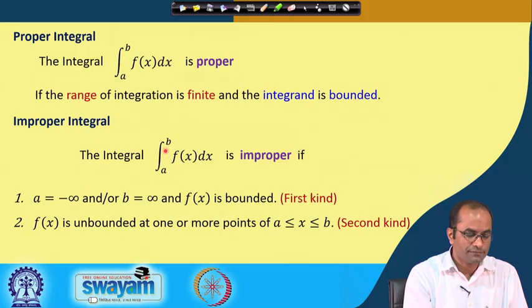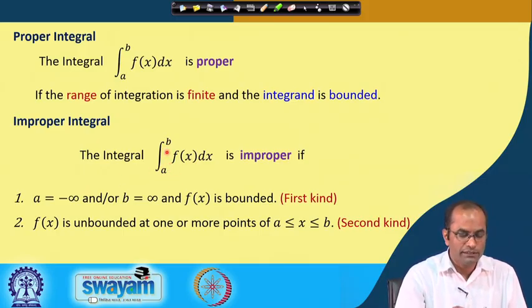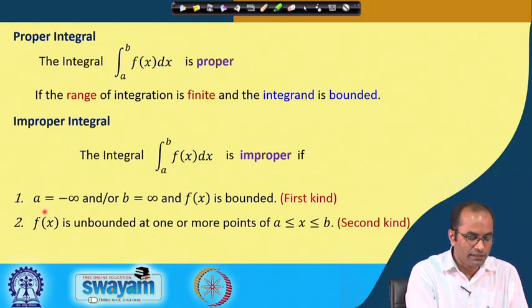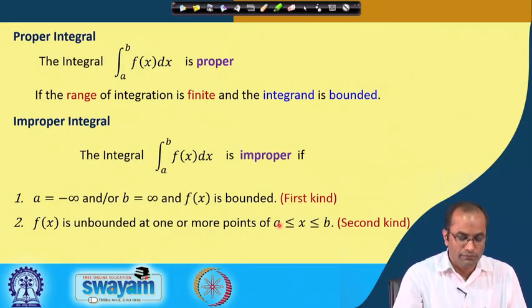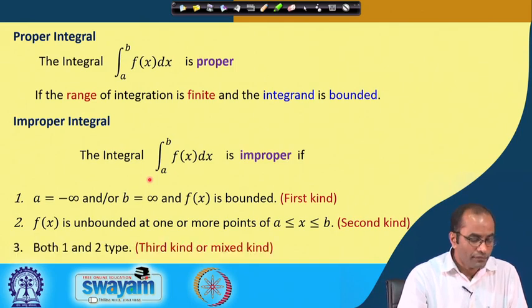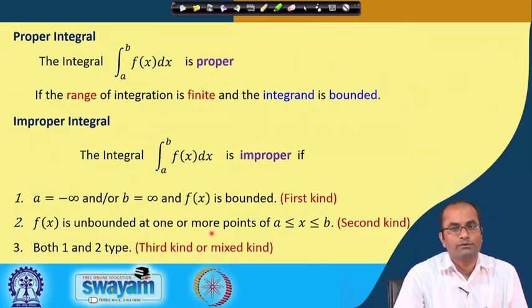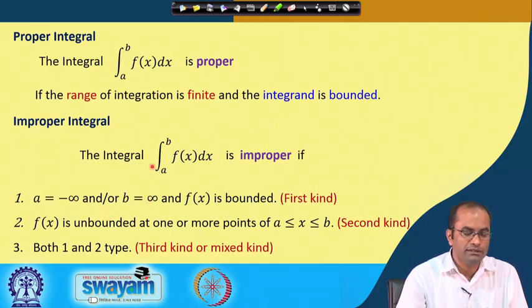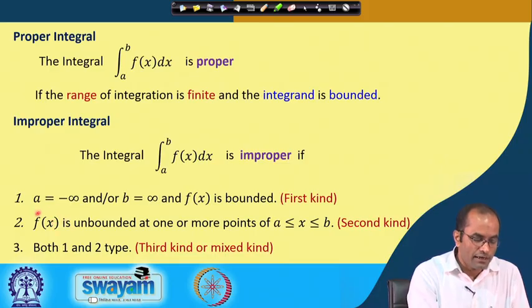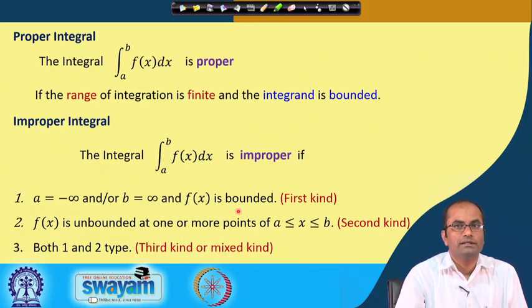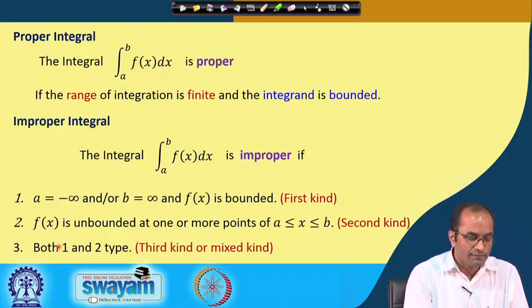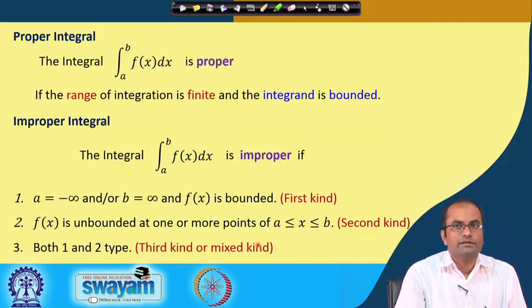So, in the first kind, the limits either a or b is infinity or both are infinity, minus infinity to plus infinity, but here the f x is bounded, whereas in the integral of the second kind we assume that this f x is unbounded between this a and b, and the range of the integral is finite from this a to b. The third kind of improper integral is when we mix these two types. So, either a or b is infinity or both are infinity, as well as the f x, the integrand here, is also unbounded at some point within the range of this x, then we call this the third kind of improper integral.